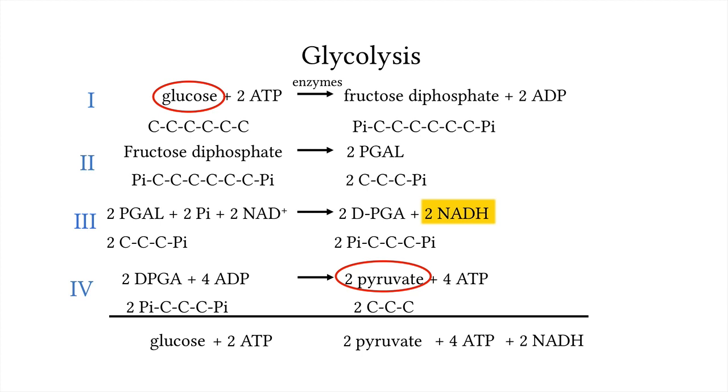Now, notice something about glycolysis. No oxygen is needed for it to occur. So glycolysis is an anaerobic step. Thus, if a cell is not able to receive enough oxygen, it can still undergo glycolysis to make a little bit of ATP energy from glucose.